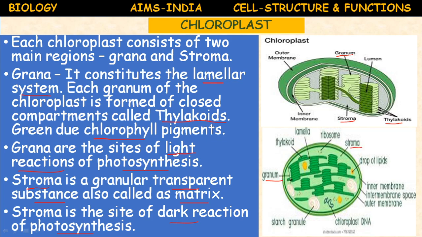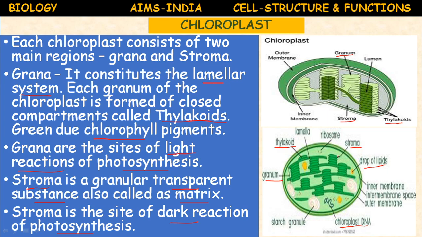Each granum consists of several disc-like or plate-like structures called thylakoid membranes. The inner space is filled with stroma. Chloroplasts also contain some lipids and DNA. Hence chloroplasts are also semi-autonomous organelles. They can divide on their own.